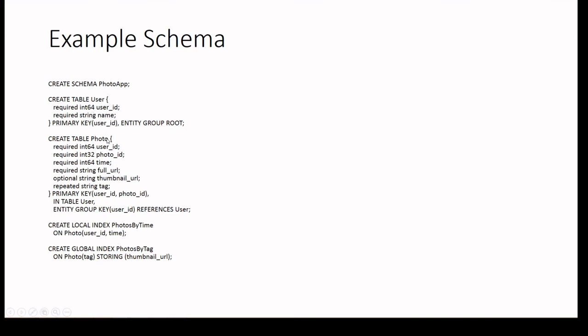Here's a bigger table. This is a photo table. It's got user ID and photo ID. Those are an int64 and an int32. Here's a thumbnail URL. It's a string. And its primary key is a composite key composed of the user ID and the photo ID. And we see that there are some other things that we'll talk about. For example, there are instances that we'll talk about. There's these required versus optional versus repeating tags that we'll talk about. But we'll go into more detail of those in just a moment.